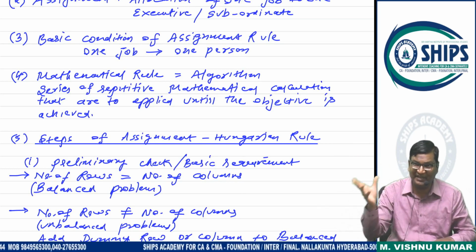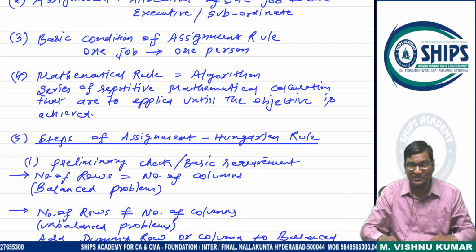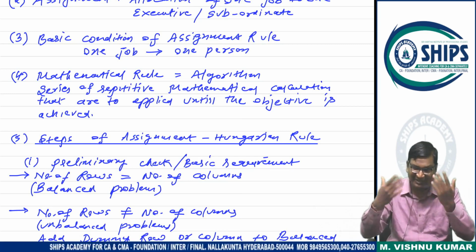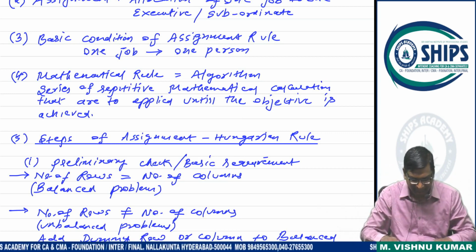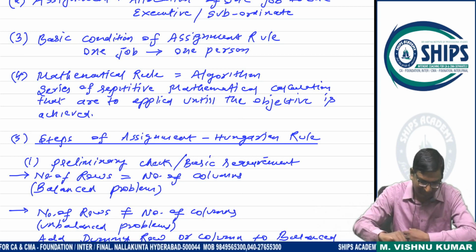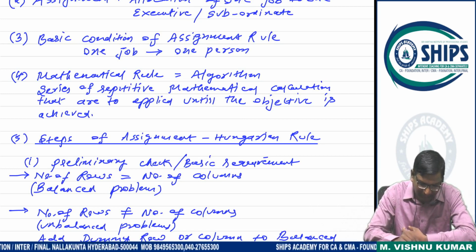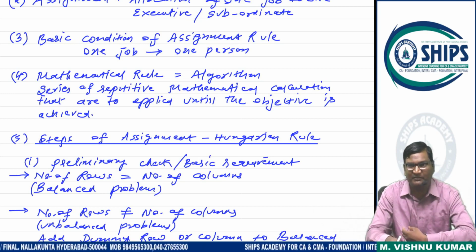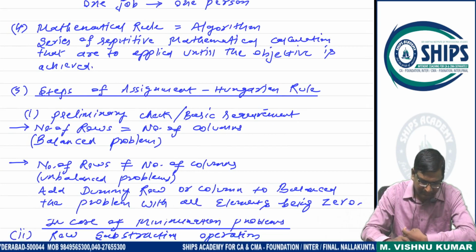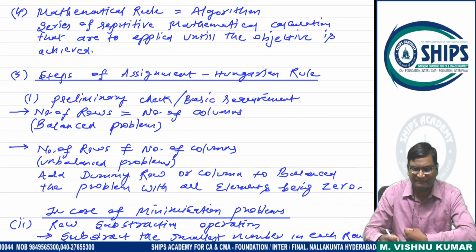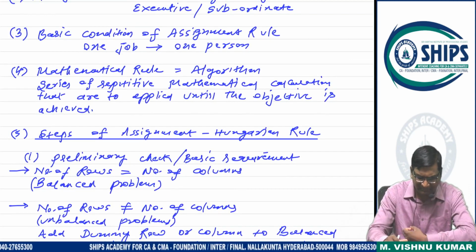Algorithm means जब तक आंसर नहीं आता ना तब तक खेल चलता रहेगा. आंसर आने पे खेल खत्म होगा. उसको बोलते हैं एल्गोरिदम. समझ में आया ना? सो रिपीटेशन का मतलब, so a series of repetitive mathematical calculations that are to be applied until the objective is achieved. Clear? So you have some basic knowledge about assignment. Okay, I will explain in a later stage. So this is repetition. Okay.